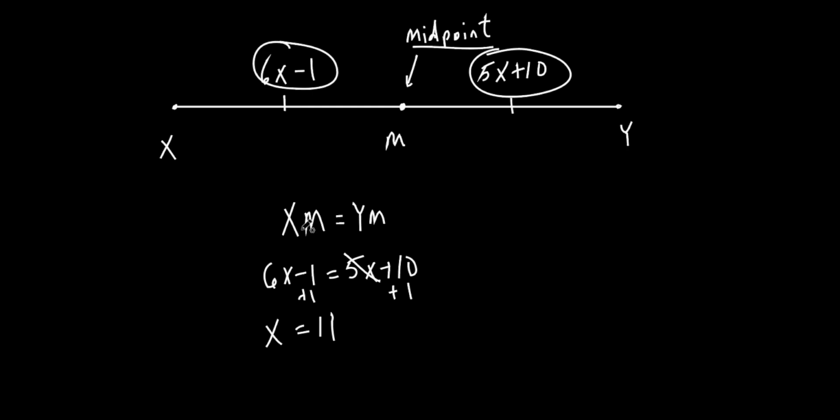What do you probably think they were going to ask? They're probably going to ask you to solve for x, right? So if I solve for x, it's 6x. What's 6 times 11? 66 minus 1 is 65.